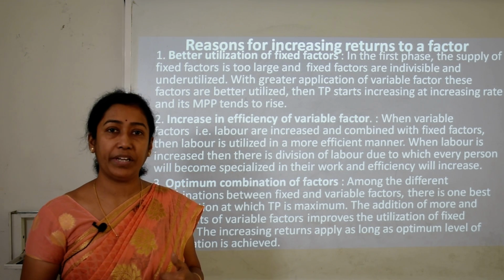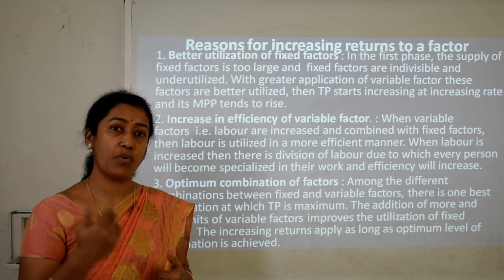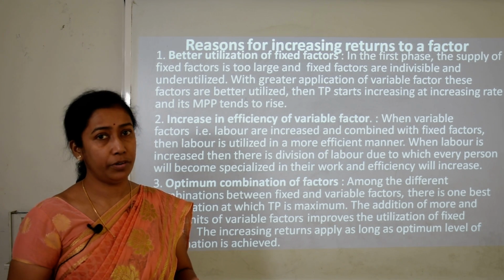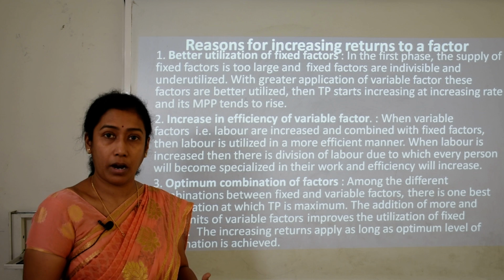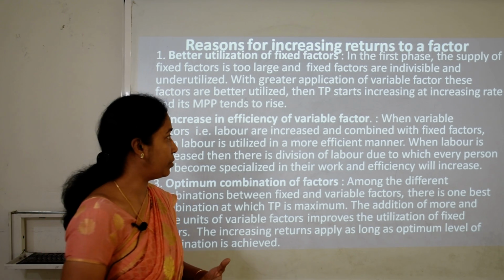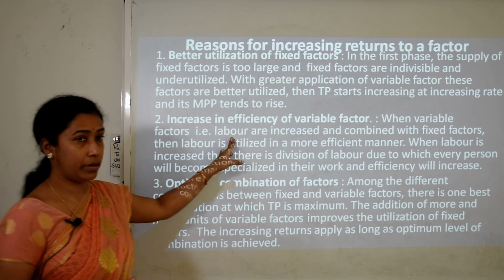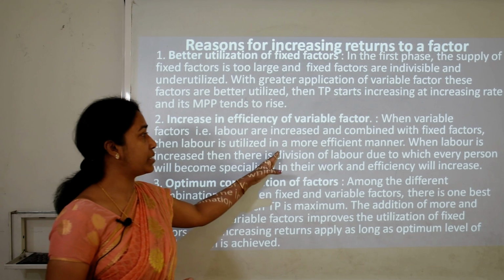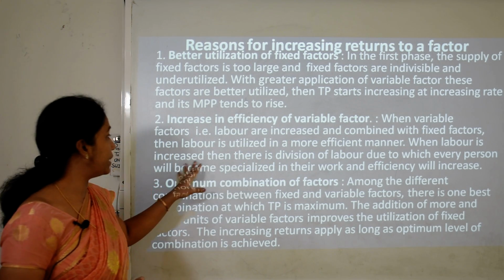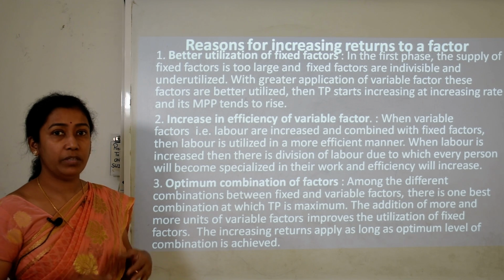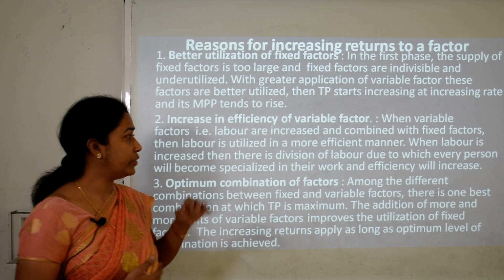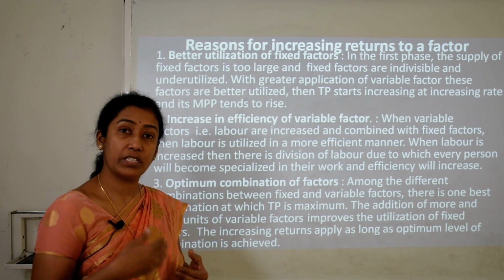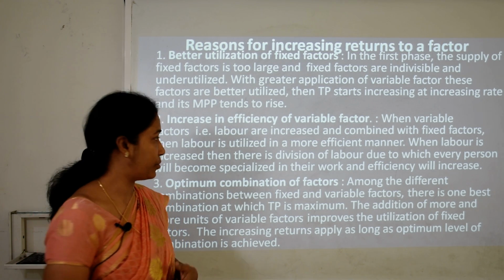Here the variable factor is labor. So when the efficiency of all the laborers or employees increases, it gives more and more return. That means they are better able to do hard work, so it leads to an increase in production or more output. When the variable factor, that is labor, is increased and combined with the fixed factor, that is land, labor is utilized in a more efficient manner, and when labor is increased there is division of labor. That means division of work will be there, which leads to specialization, and efficiency will increase, and it will increase the production also.